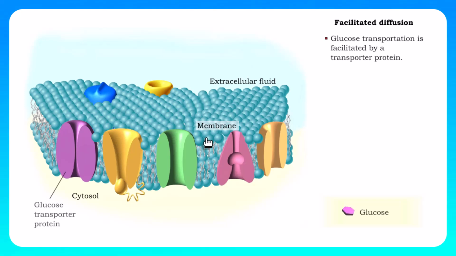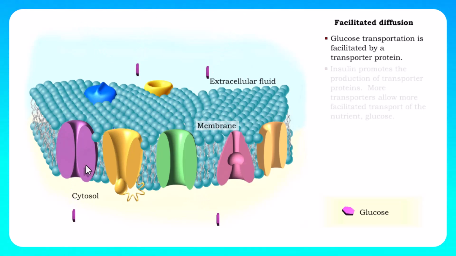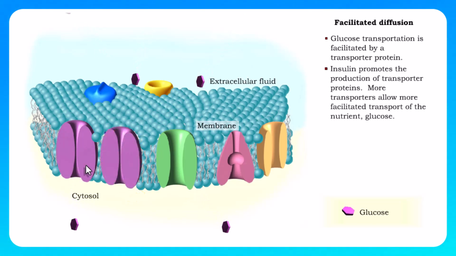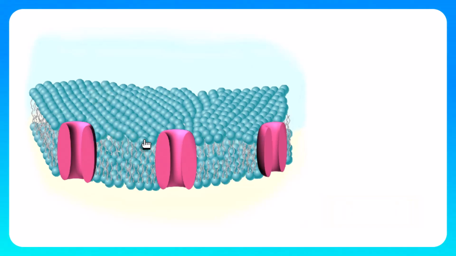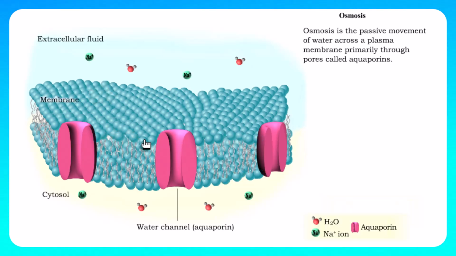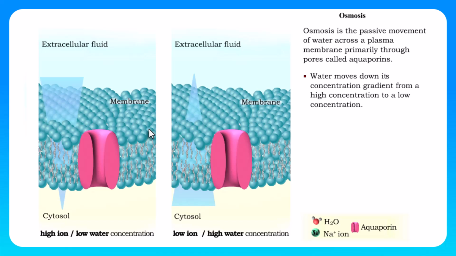Molecules like glucose bind with the transport proteins that change shape to facilitate the transport of the molecule. One of the roles of the hormone insulin is to promote production of transport proteins. Water passes in and out of the cell primarily through pores called aquaporins.